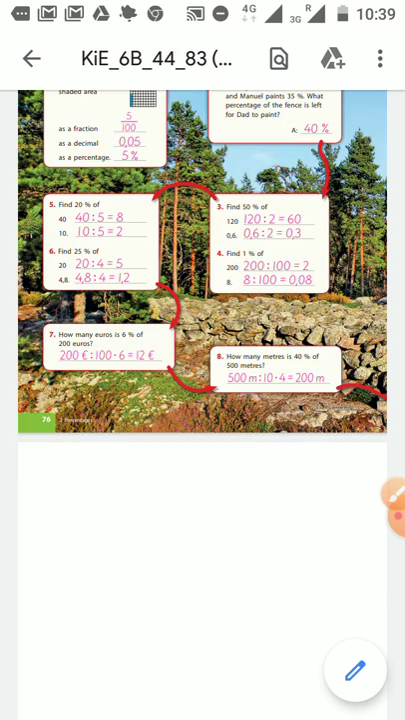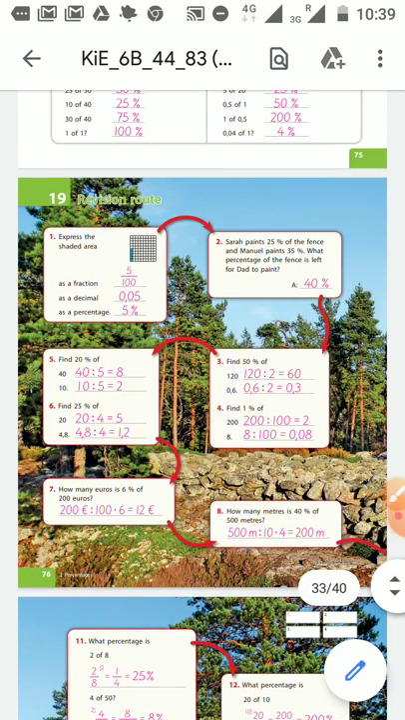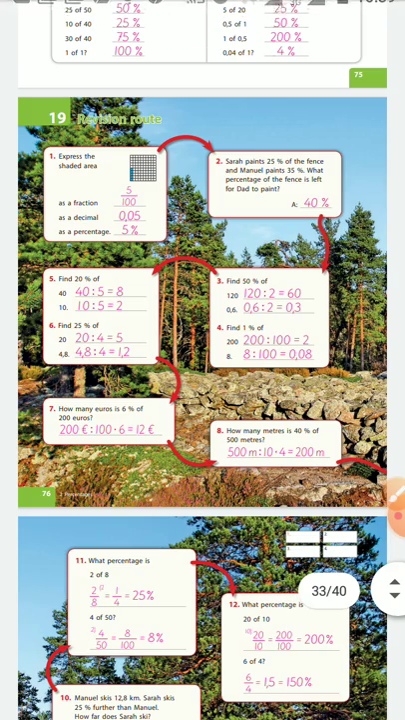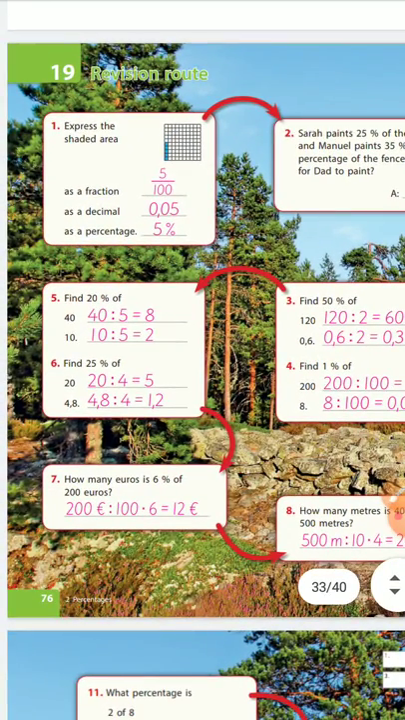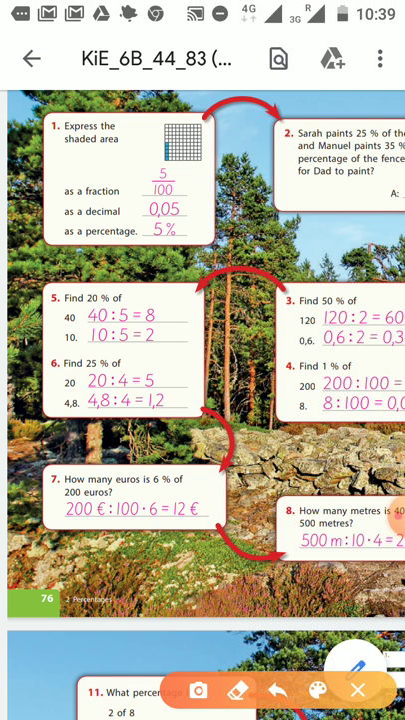I'm going to do a screencast again, showing you how to tackle these questions. These are just recap questions, really. What we've got here is chapter 19 revision route. I'll just zoom in a bit here. If we look at question 1, just sort my pen out here as well, get the red ink going.